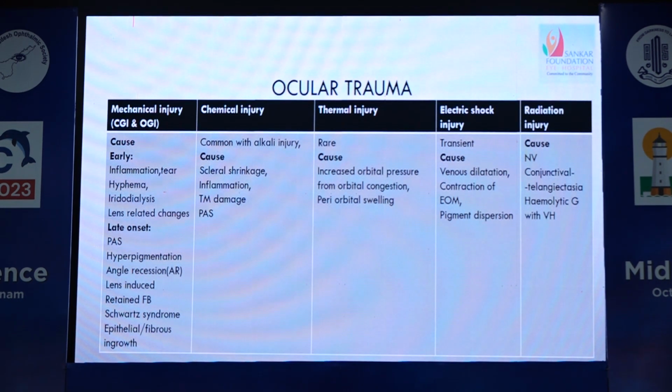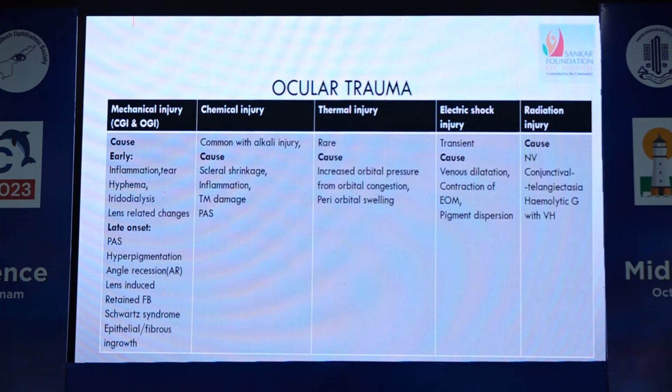So, what are the causes? We can list the causes during the early phase as well as the late onset. Early, as we all know, inflammation is a major cause. Any tears in the trabecular meshwork or hyphema can lead to early phase IOP rise. Late onset: development of peripheral anterior synechiae, hyperpigmentation in the angles, angle recession, and lens-related factors, either change in the position of the lens or traumatic cataract with anterior subluxation.